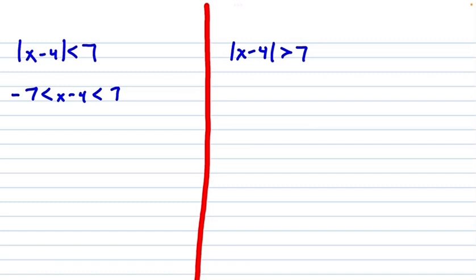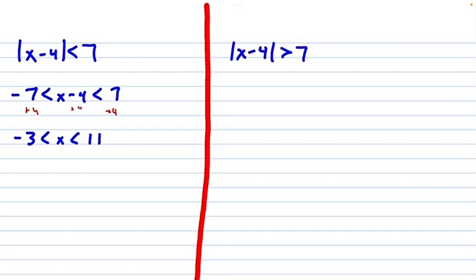So what we're going to do, and I'm going to write this, we're going to add 4 to each side. So negative 7 plus 4 is negative 3, which is less than x, which is less than 11. So basically, x could be any number between negative 3 and 11. So that's negative 2, negative 1, 0, 1, 2, 3, 4, all the way up to 11.